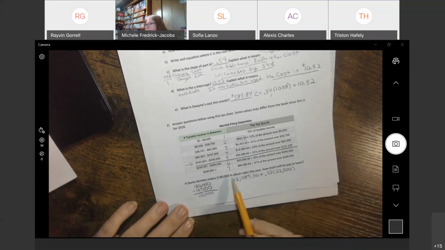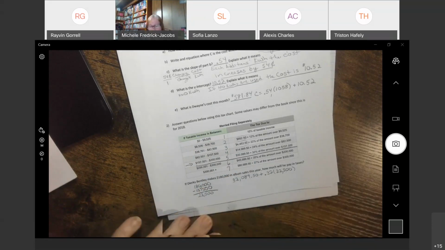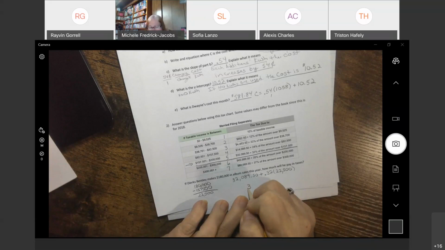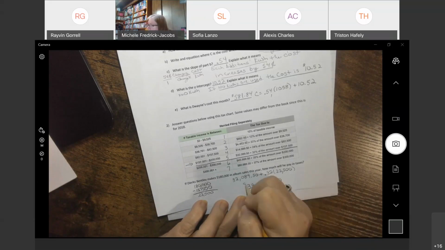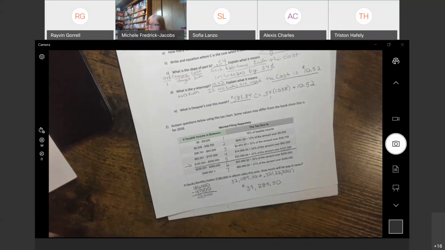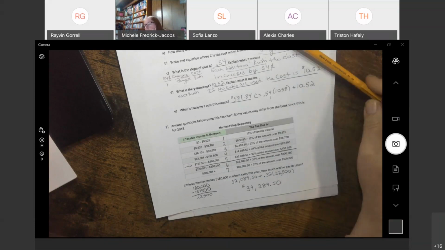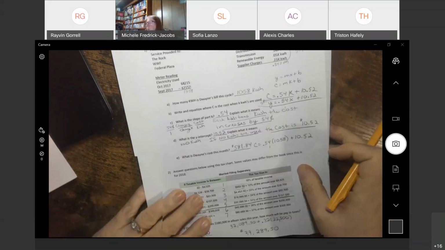Okay, so we just calculate this, and you should get $39,289.50. That's what I got. Yep, that's a lot of money. Any questions on that? Okay, any questions on either one of the homework?